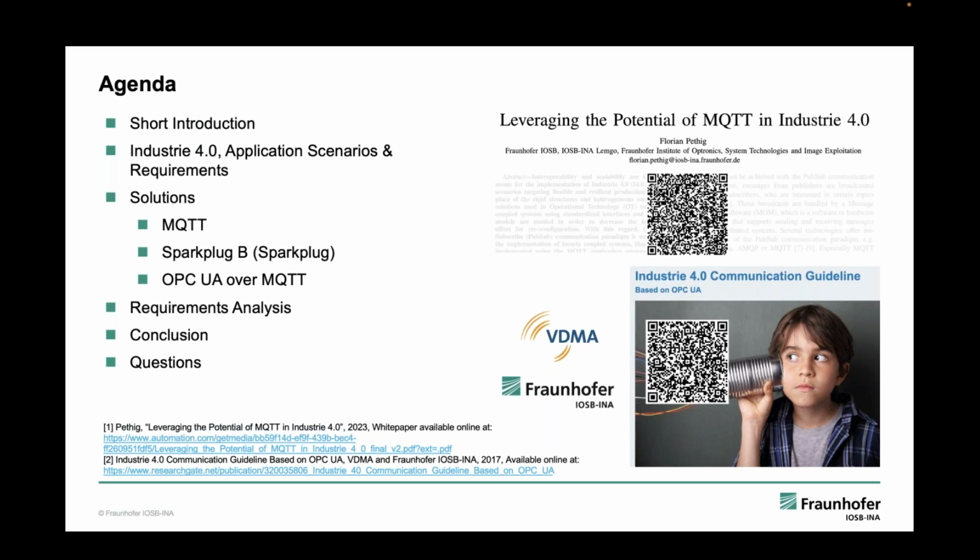So my talk today will be heavily based on the publications we can see on the slide here. The one at the top has been published on automation.com end of last year, and you can access it via the QR code on this slide. And you can also find this publication and also the second one in the handout of today's webinar. The second publication, the Industry 4.0 Communication Guideline, we wrote already in 2017 together with the German VDMA, which is the Mechanical Engineering Industry Association, representing 3,600 German and European mechanical and plant engineering companies.